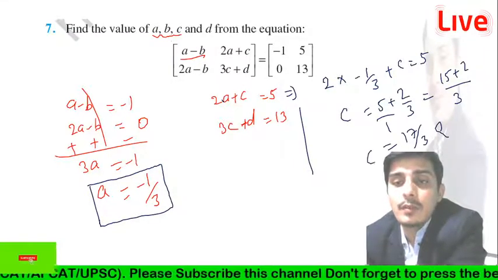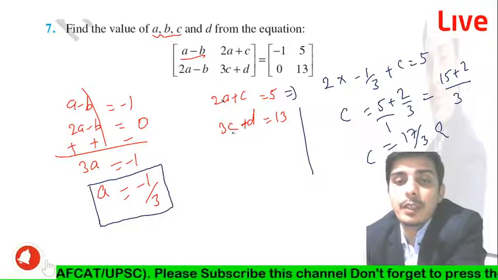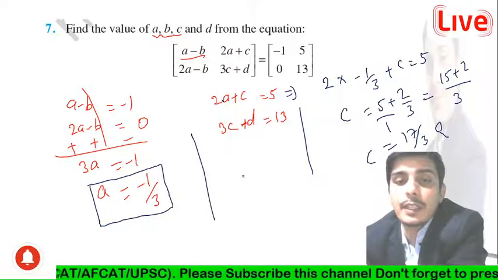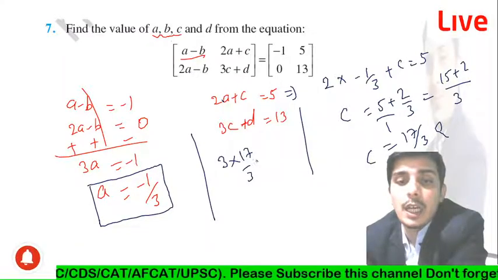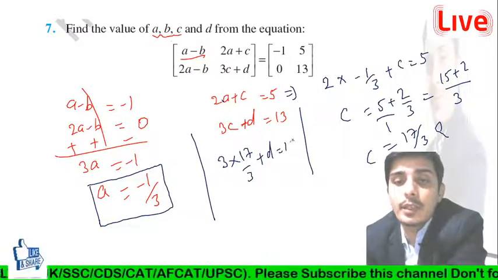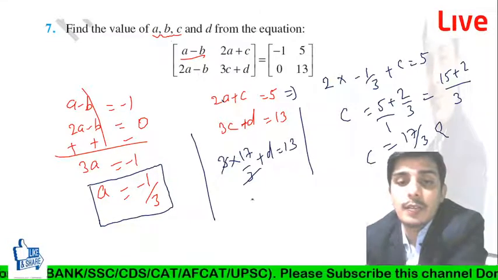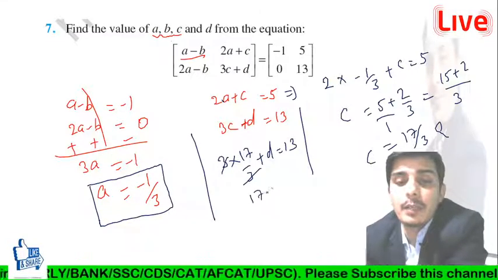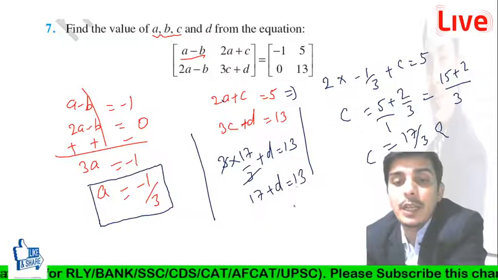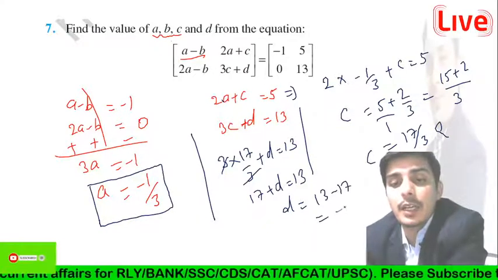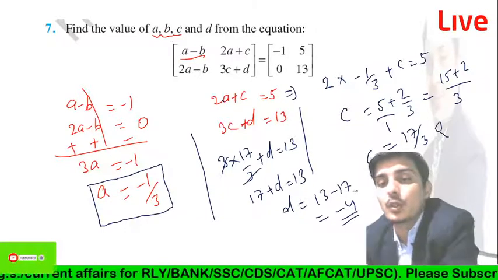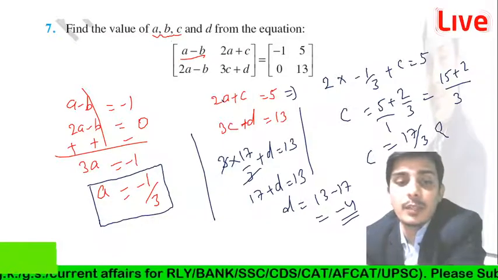Now I am going to put the value of 17 by 3 in this equation, so we will get the value of d. So 3 into 17 by 3 plus d is equal to 13. So after cancelling, we will get 17 plus d is equal to 13, and d is equal to 13 minus 17, and after subtracting we will get the value minus 4.